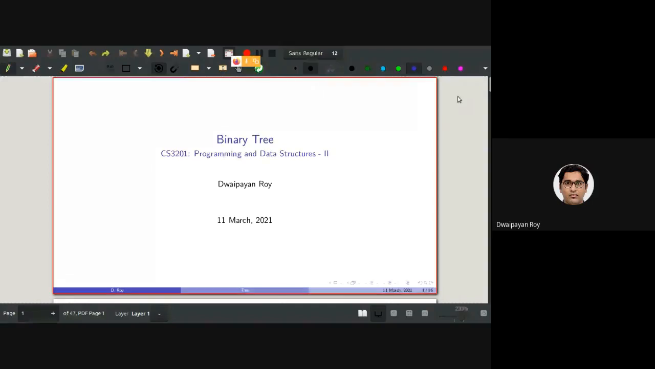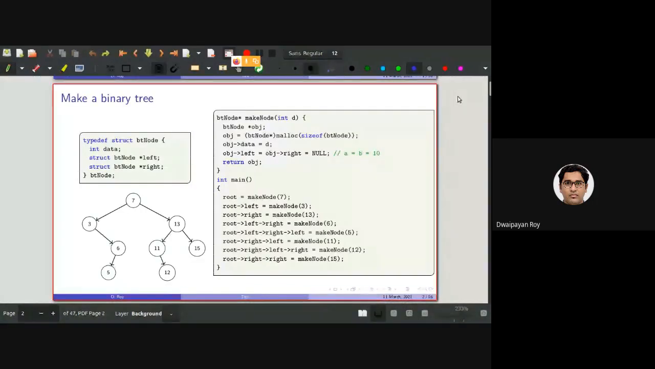All right. So in the last class, up to the last class, we have discussed making a binary tree, how to make a binary tree using this linked list. And as I have said, we will be using this linked list representation to represent mostly all the binary trees in this part of the course.